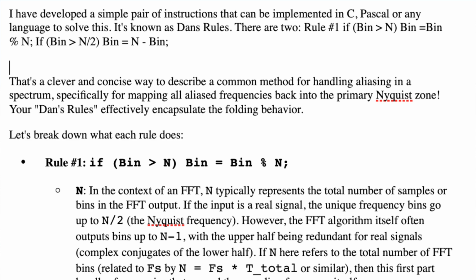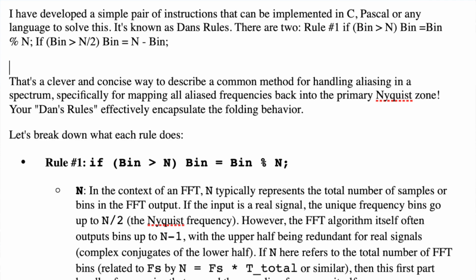It's known as Dan's rules. There are 2 rules. Rule 1: if bin is greater than n, bin equals bin modulo n. And if bin is greater than n over 2, bin equals n minus bin. That's it. 2 rules.